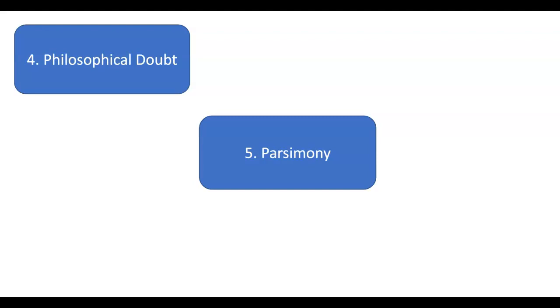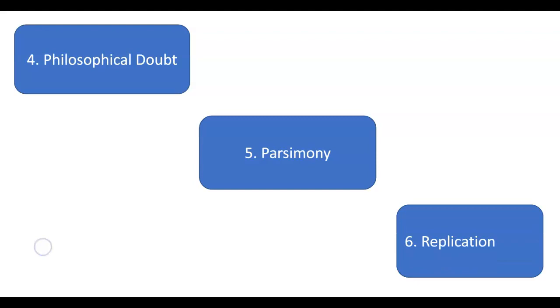Parsimony is that we usually look at the logical, simple explanations of the phenomenon before going into more abstract and complicated explanations. Replication is that researchers or practitioners have to be able to replicate the science, so everything has to be documented in a very precise manner in order for somebody to redo it or replicate it.